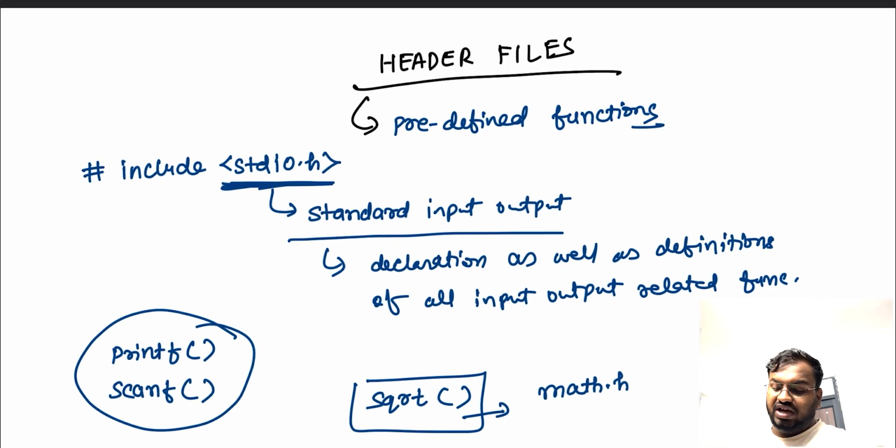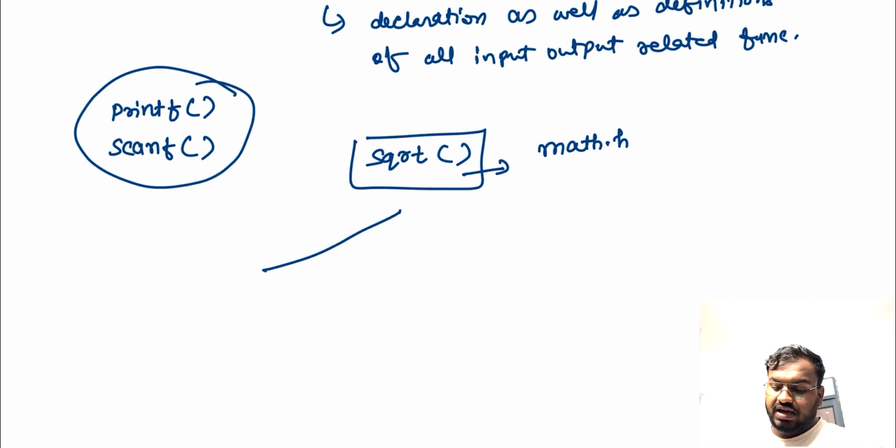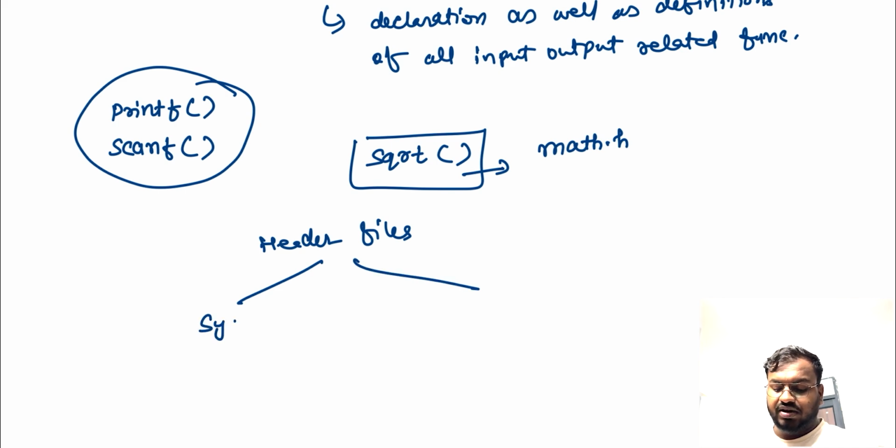Now there are two types of header file. First is the system header file, and second one is the user defined header file.